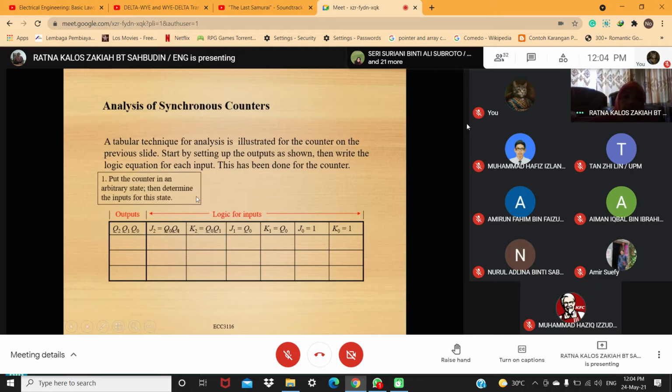Okay. So put the counter in an arbitrary state, then determine the inputs for this state. Now you have this already, right? Q2, Q1, Q0 is all 0. So now this is the output. Now you determine what is the logic for the input. So Q0, Q1. So what is J2?